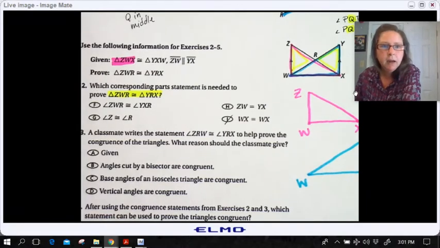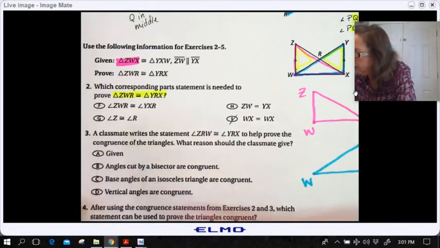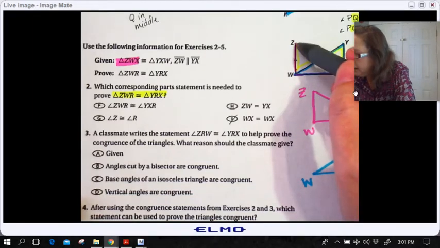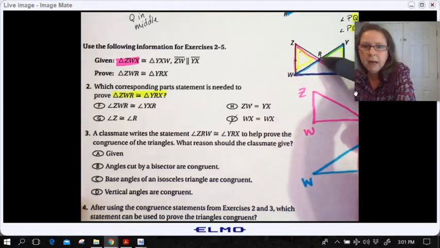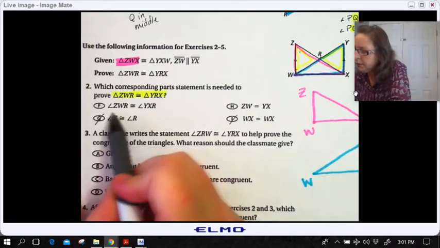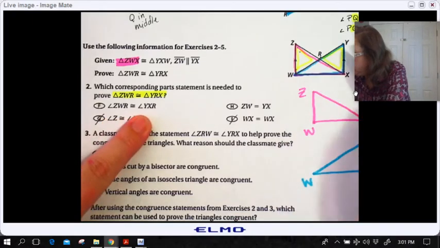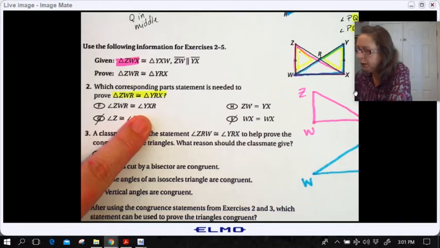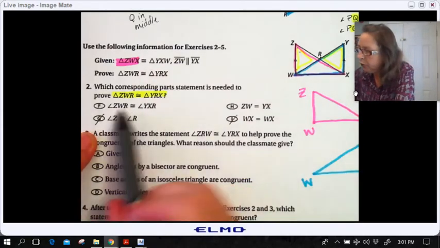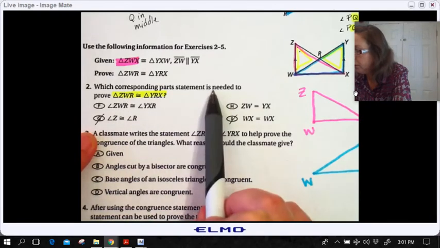Let's look at G. Angle Z is congruent to angle R. Well, angle Z is on the inside. Angle R is on the outside. So that's not really going to help me either. And then let's see. ZWR is congruent to YXR. Would it help me to know that? Okay. So I've got two different things here, and I need to determine which one is going to help me with corresponding parts.